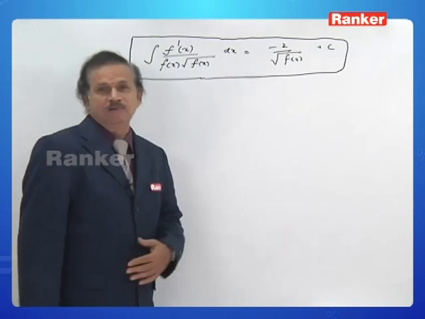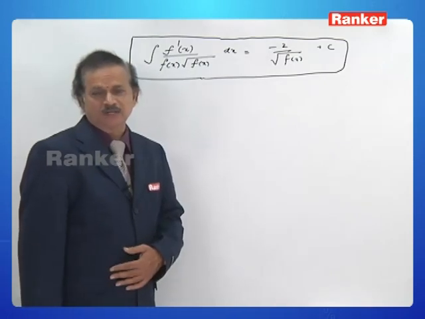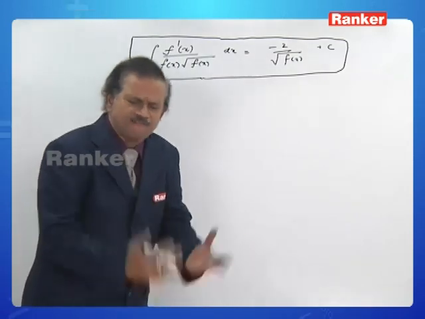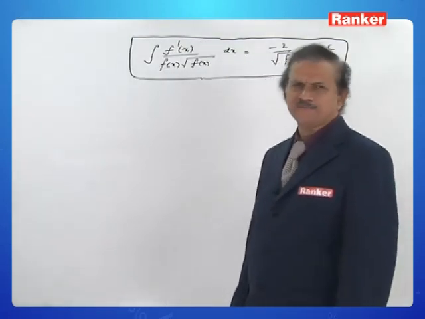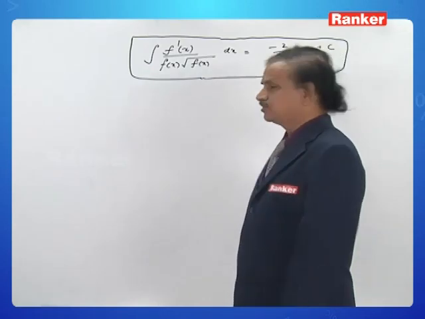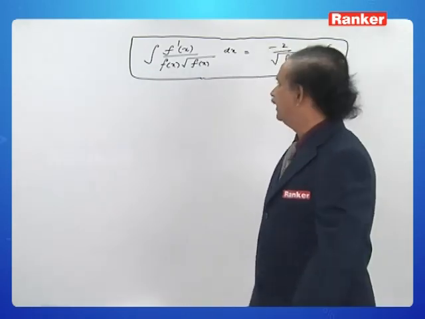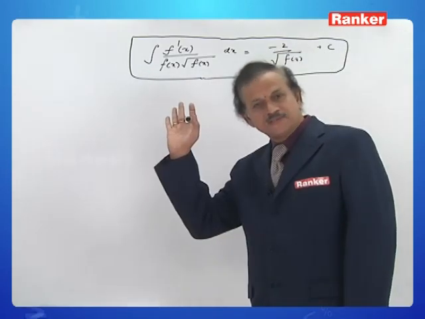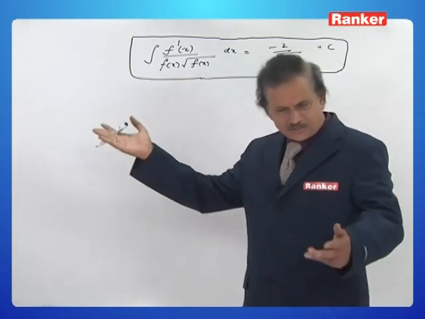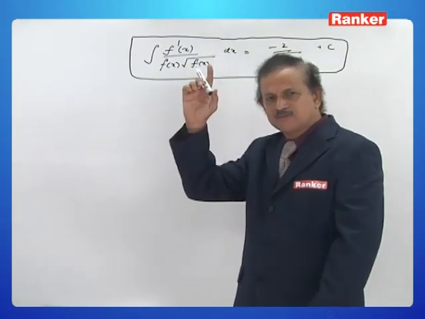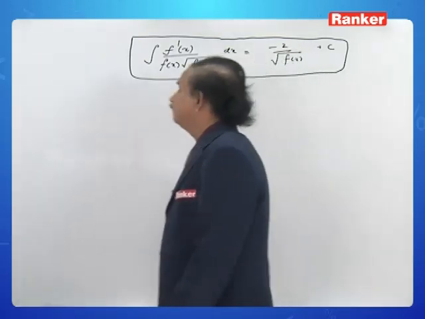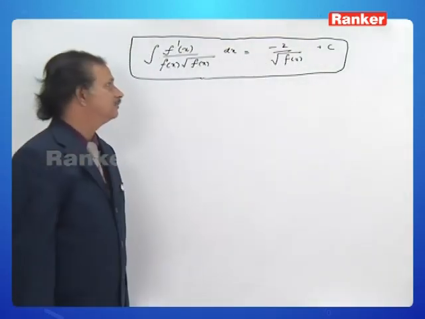For those problems in which the expressions are more frequently observed or occurred, we create a formula. Now this is integral of f dash x by f of x into root f of x, and it can be converted to 1 by t root t. 1 by t root t, its integral is minus 2 by root t. Therefore, it is minus 2 by root f of x plus c.